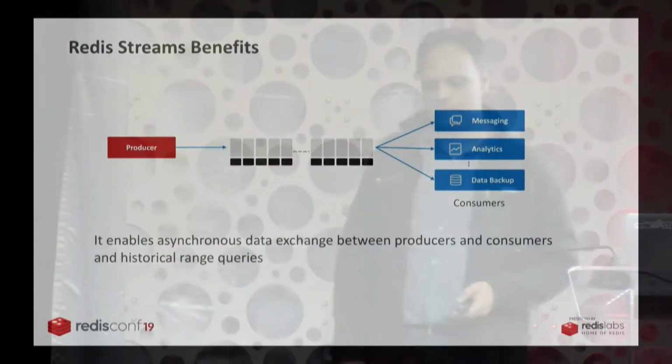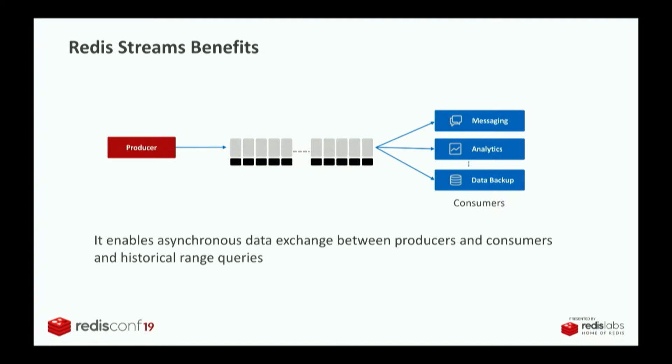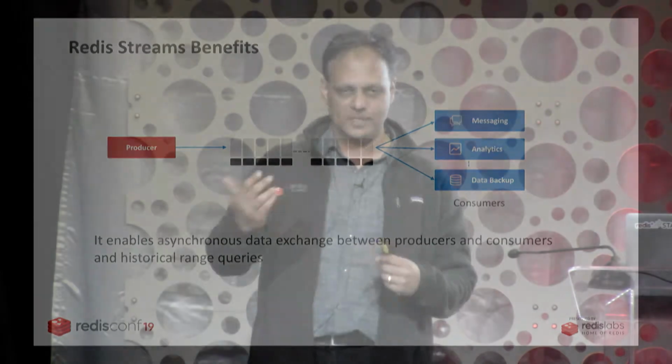OK, some benefits here. If you have different types of consumers, and you have one set of data consumed by many consumers, that's perfectly fine. That's what this is built for. So in this example, I'm using the same data for messaging analytics, and I can back up this data and dump it to some cold storage. So I have many consumers working on the same set of data, and this is perfectly fine.